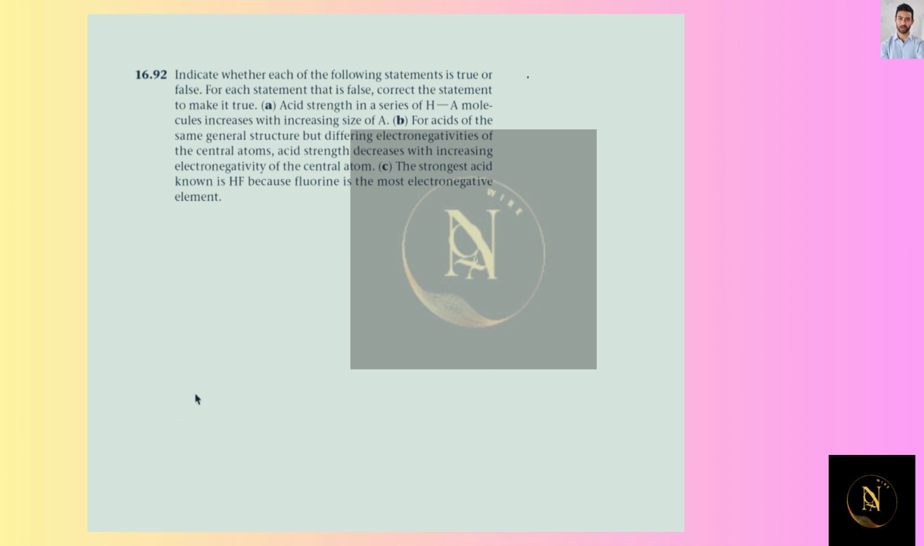Chapter 16, Problem 92 of Chemistry, the Central Science. We're going to be determining if the statement is true or false and then correcting the false statements.